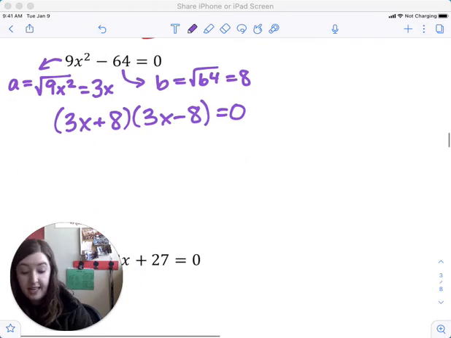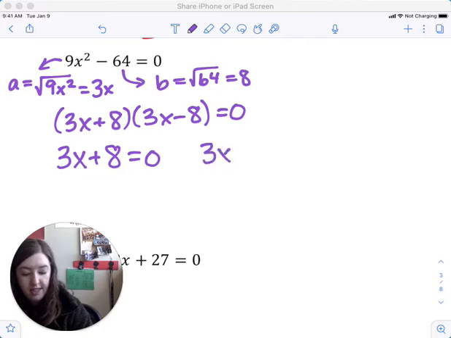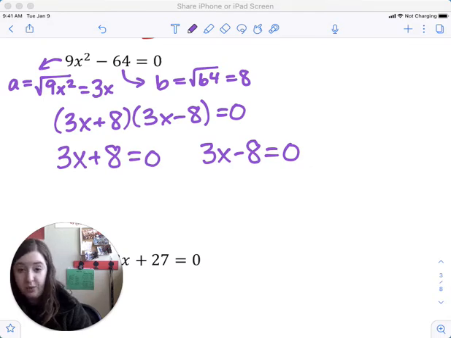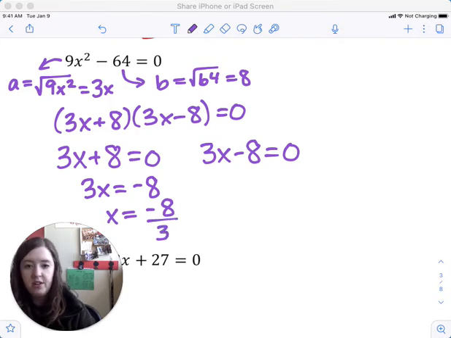So now we're going to set each of these equal to 0. 3x plus 8 equals 0, and 3x minus 8 equals 0. We'll subtract that 8 from 3x plus 8 equals 0, so 3x equals negative 8. Then we'll divide by 3 on both sides. So x equals negative 8/3. Leave it just like that.